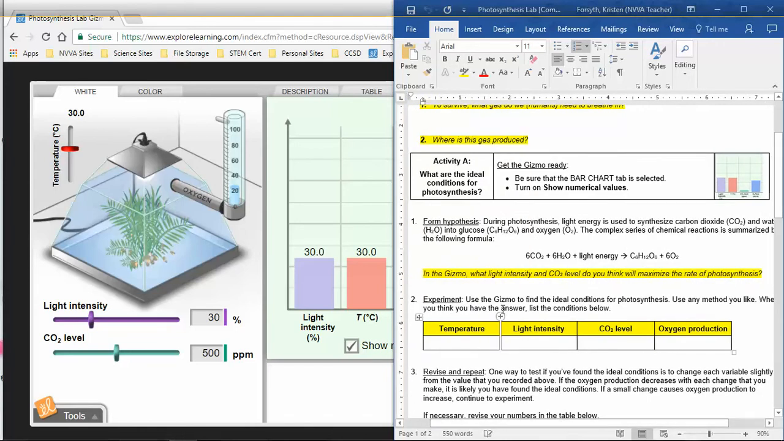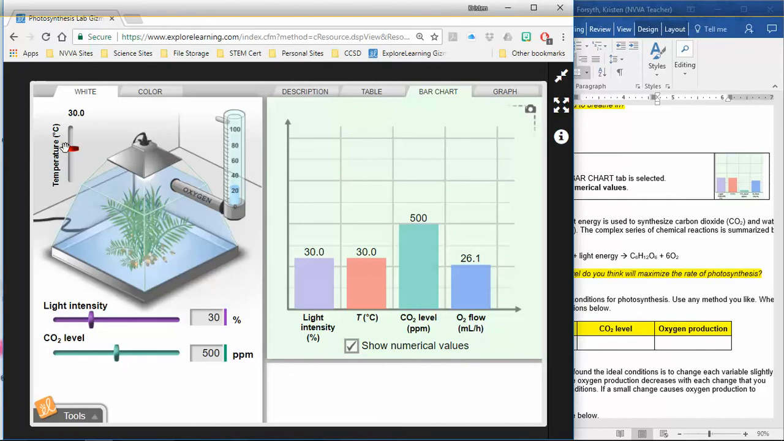So it says, use the gizmo to find the ideal conditions for photosynthesis. You can use whatever method you like. When you think you have the answer, write down your conditions. So for this part, you're going to be using the slider bars. So over on your gizmo, there are 3 slider bars. One's for temperature right here, and one is for light intensity right here, okay?